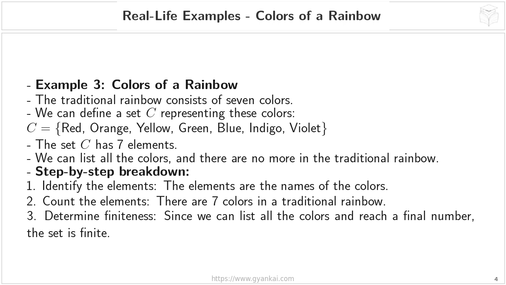This example, like the others, reinforces the idea that a finite set is one where you can, in principle, list every single element and eventually stop. We'll continue to build on this understanding with more examples, including some mathematical ones, as we move forward. Remember, being able to identify the elements and count them is the core of determining if a set is finite.